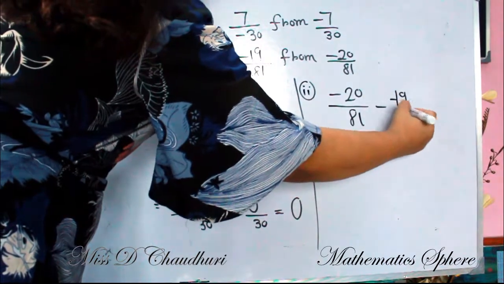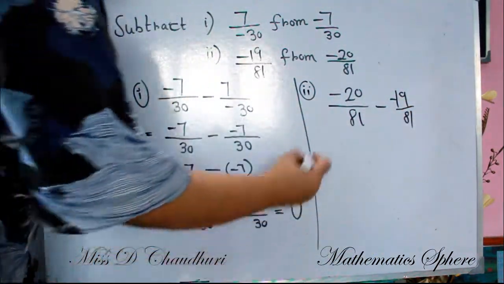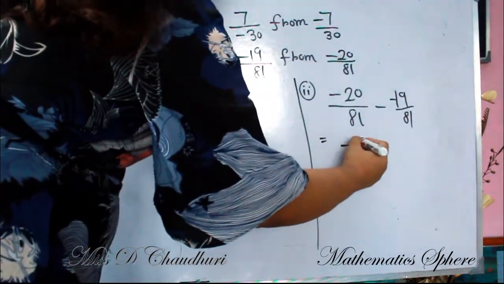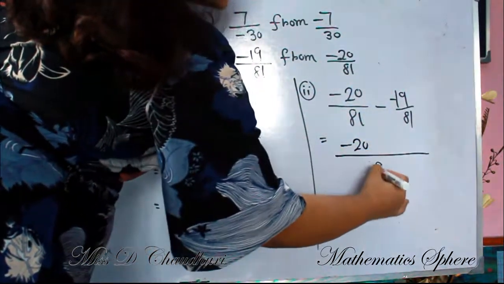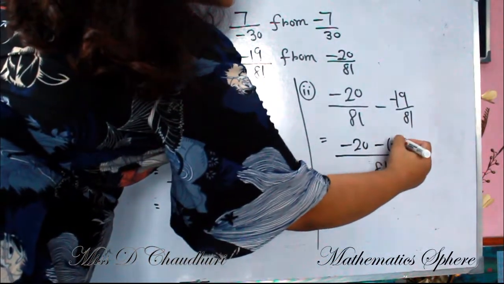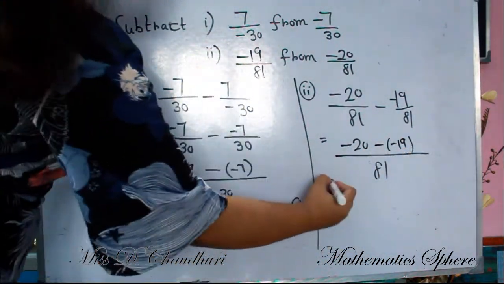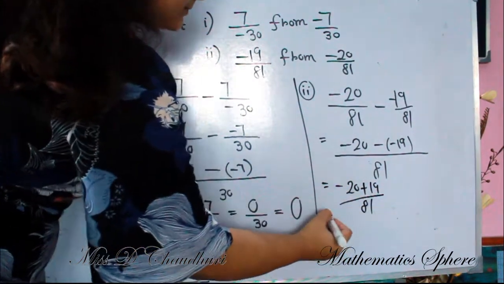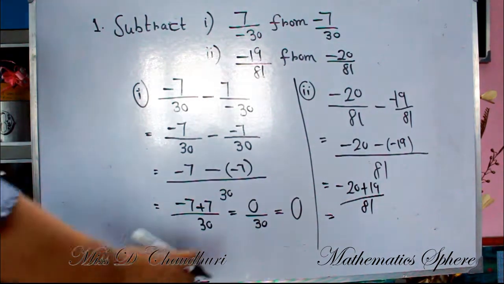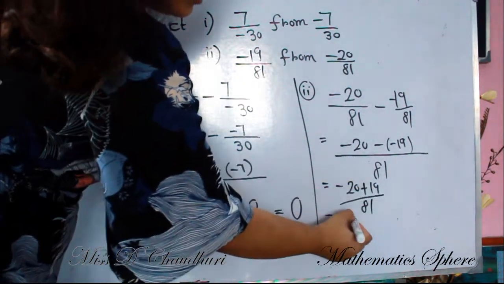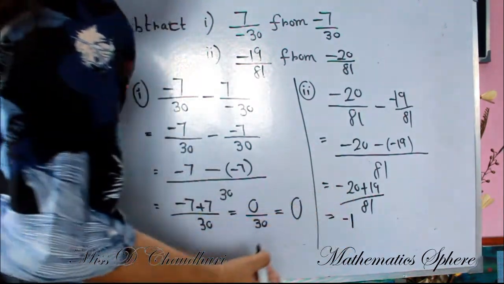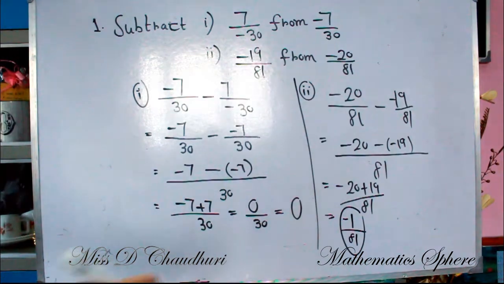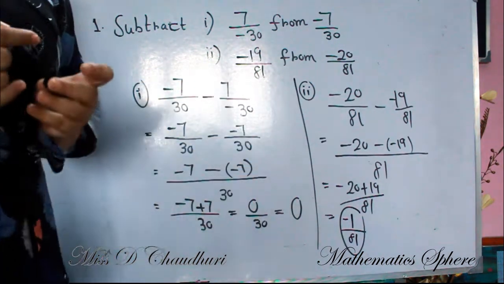Ultimately both the rational numbers are in standard form itself. So this is minus 20, which I can take like this, minus of minus 19, hope you got it. So this is minus 20 plus 19 by 81. As per the rule of integers, minus 20 plus 19 means 20 minus 19, which is 1. As 20 is greater, this is minus 1 by 81. And this is the required answer. No need to change anything here. So this is the answer.